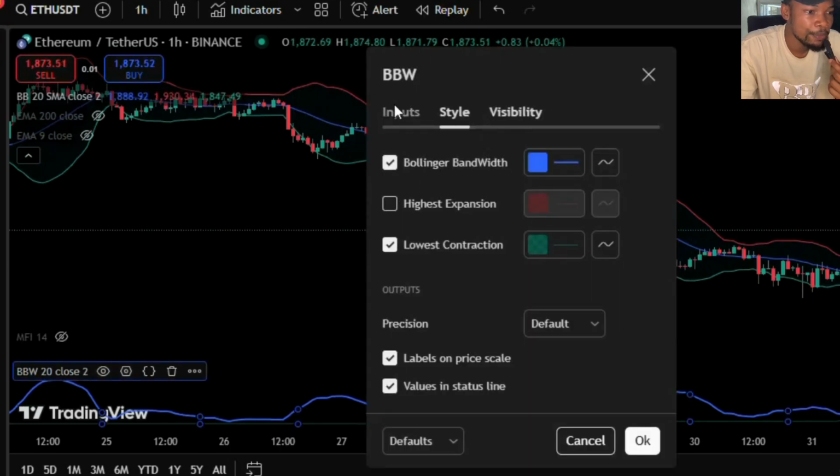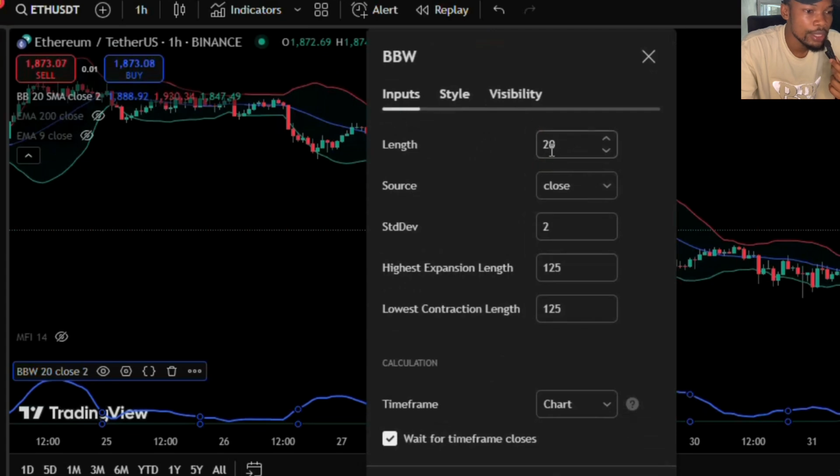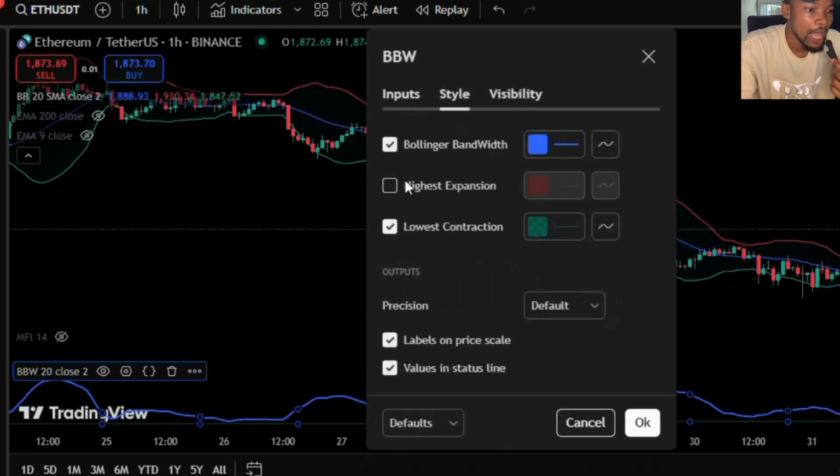And of course, this is the input. Make it 20. You can see how I did mine: 20, close, 2, 125, and all of that. Make your settings just like this. Your visibility, your style. I untick this one. So normally it should be like this, but I removed it. You can see I left only the lowest contraction. All right, this is how it works. So you can click on OK, and let's go straight into it.